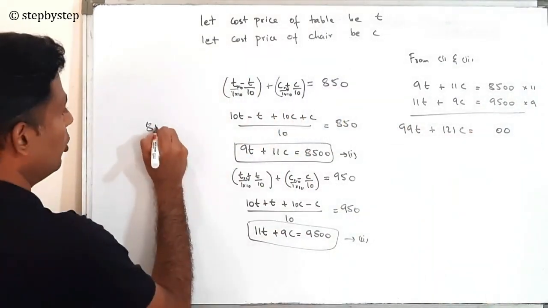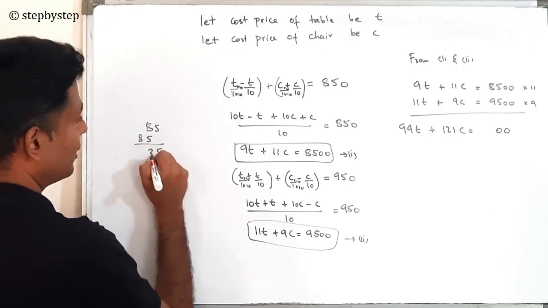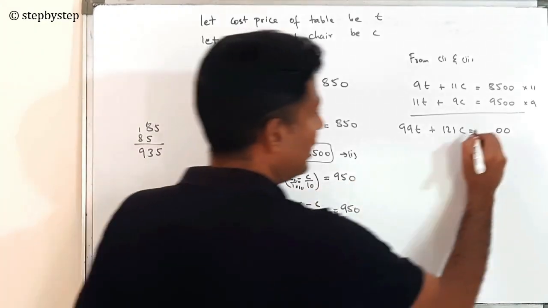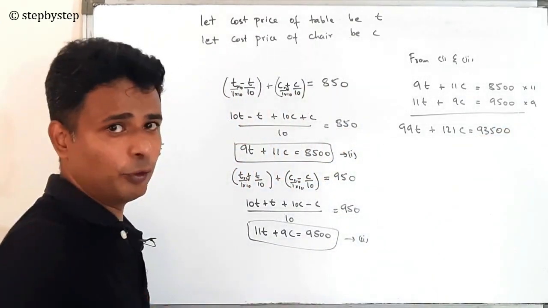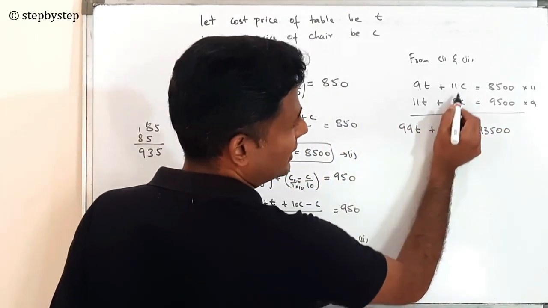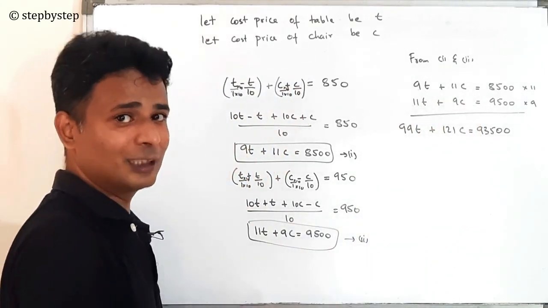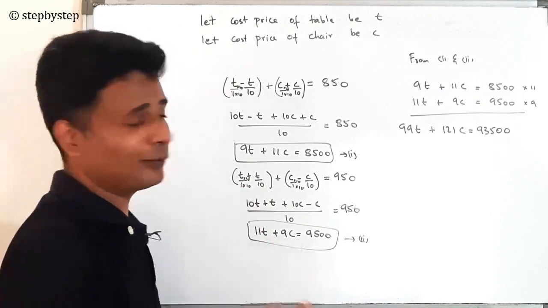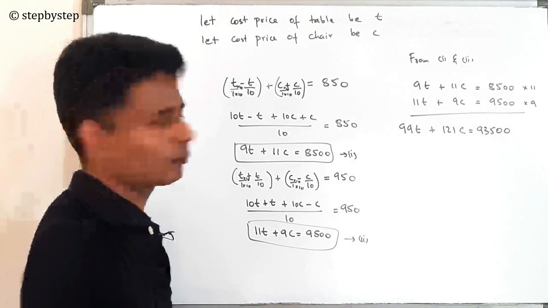So 85 into 11 is 935, so 93500. If you observe, here there is 9, here there is 9, here there is 11, here there is 11. You can also add and subtract the two equations and get two simple equations, but since the numbers are small, I will do it directly like this.